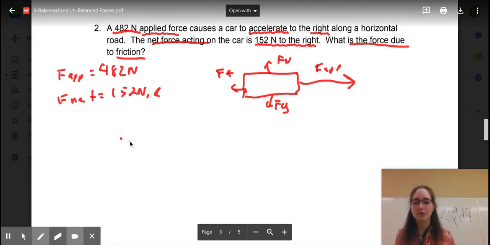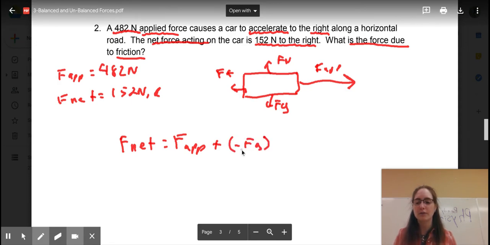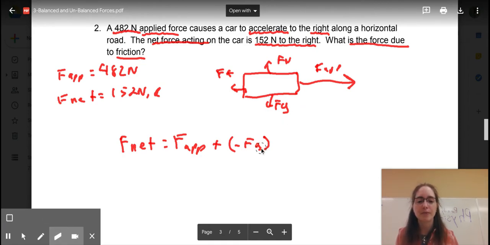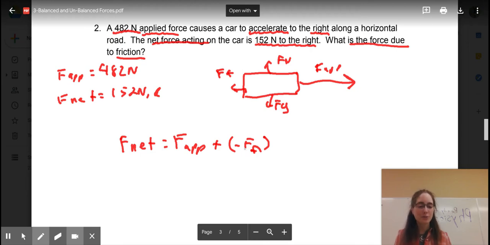So now I am going to write out my Fnet equation. So my Fnet on our horizontal is going to equal our force applied plus our negative force of friction. That should say force of friction. Let's get that fixed. There we go. Okay. So let's rearrange this, ladies and gentlemen. We are trying to isolate for our force of friction. Keep in mind it's going to be negative, so this is going to make things a little bit trickier now. I can't just simply add it over.